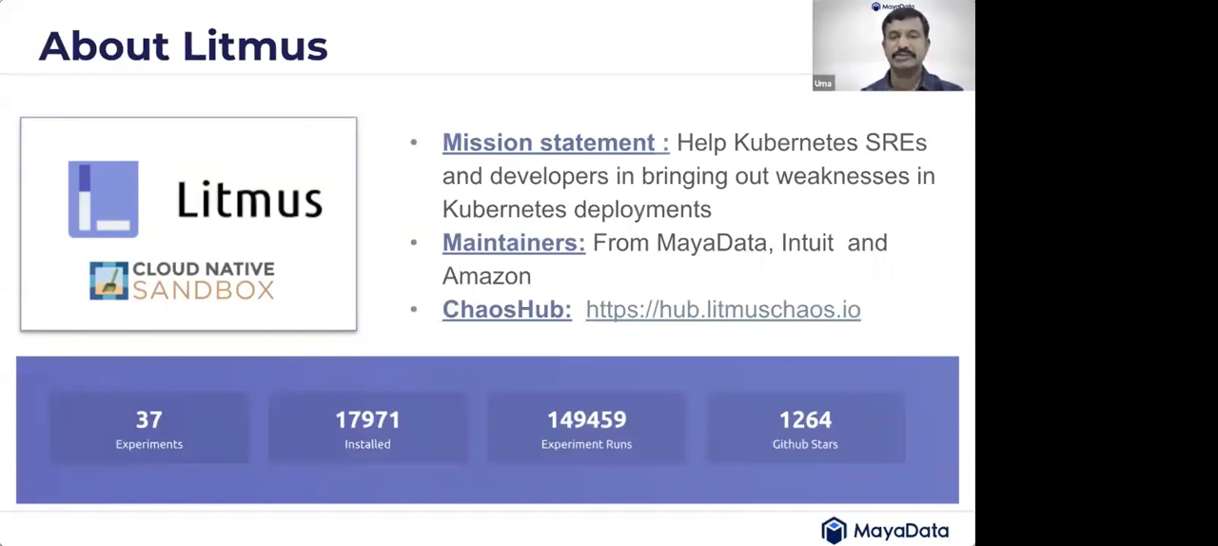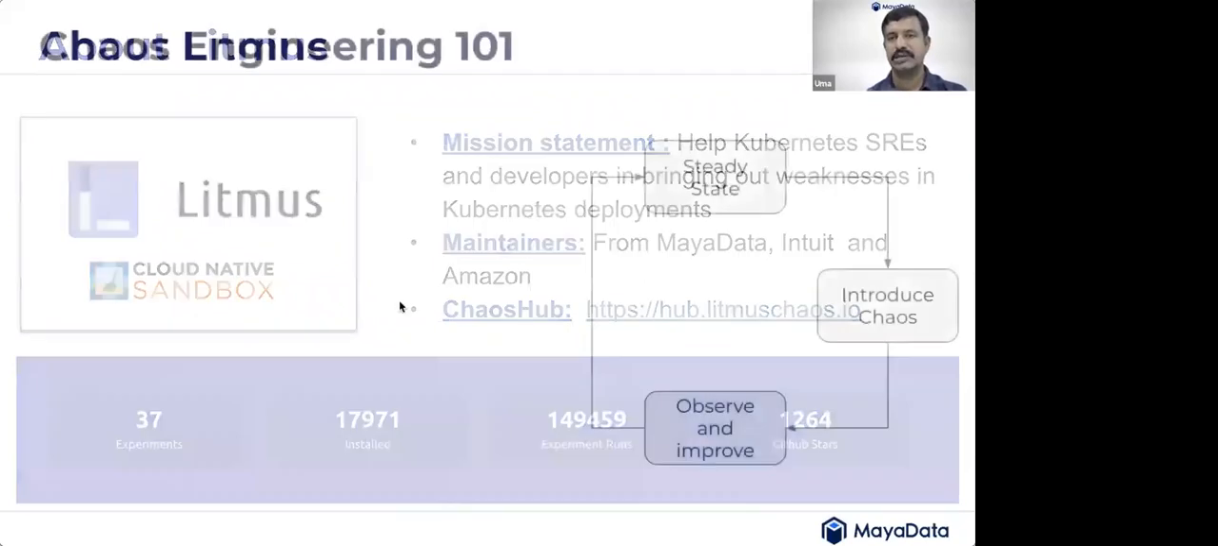Chaos Hub is a place where we are hosting all chaos experiments together, and you can use them and upstream new experiments if you would like to. After becoming a CNCF sandbox project, the project is being adopted at a very good rate. We have seen almost a 200% increase in experiment runs in the last 4 months, and there are a lot of new contributions coming as well.